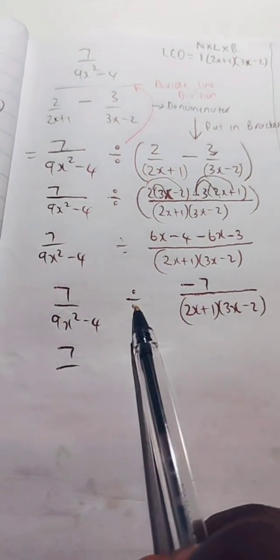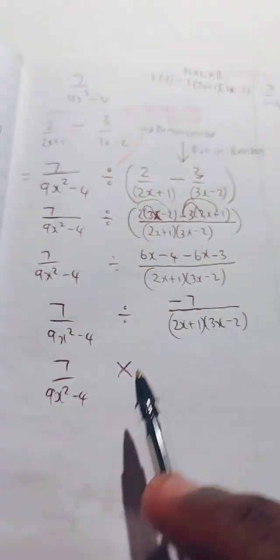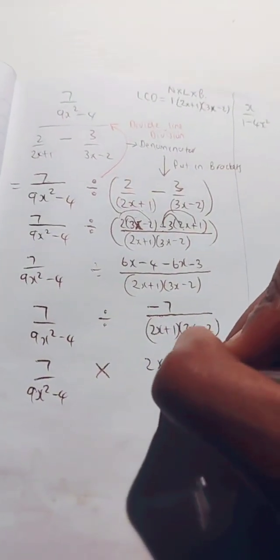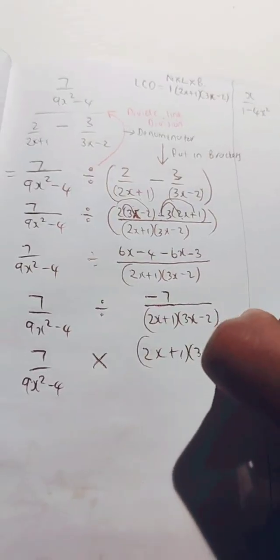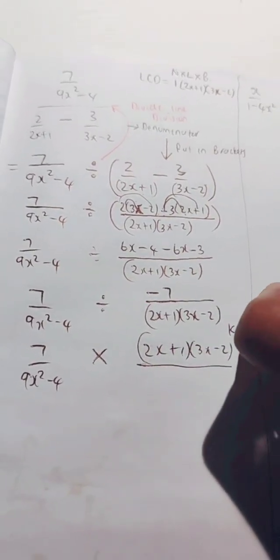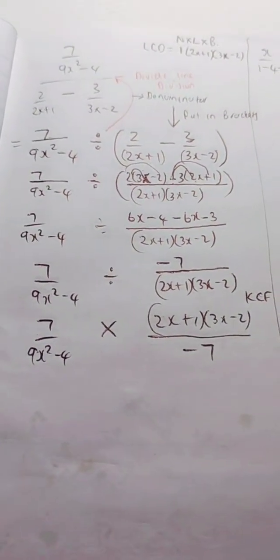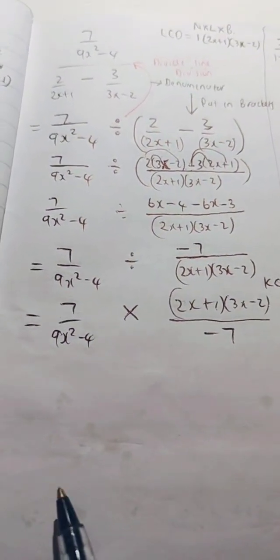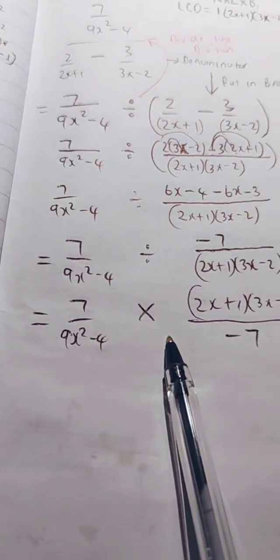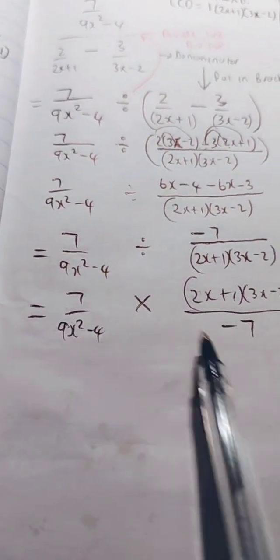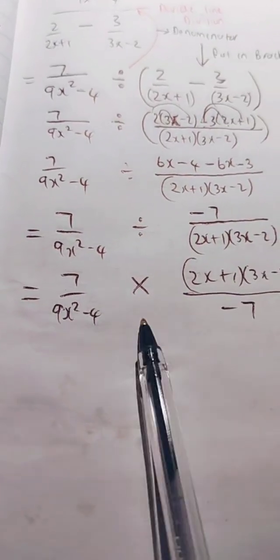Okay, keep 9x squared minus 4, change divide to multiply, flip the second fraction. So what you see is the application of KCF, divided by negative 7. Hopefully it makes sense. Then after applying KCF, now that we have multiply, remember that the method when you are multiplying two fractions is that we must factorize the numerator and the denominator of everything. 7 is just 7. We can't do anything with that.